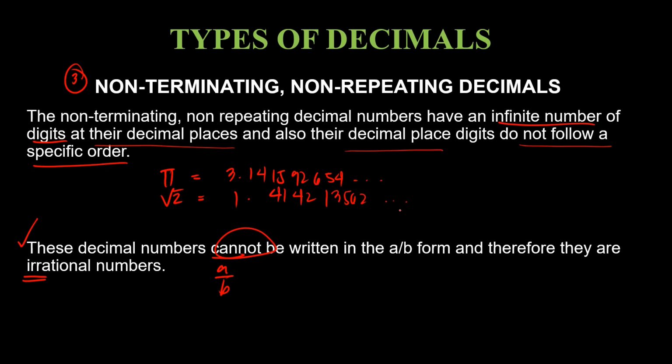Usually, irrational numbers are those numbers that have no perfect squares. For example, square root of 3, square root of 5, square root of 7. And for square root of 4, you will get 2. So therefore, it is rational because 2 over 1 is considered A over B. When it is a whole number, the denominator is always equal to 1. Okay, now we're done with the types of decimals. Now let's proceed to conversion.